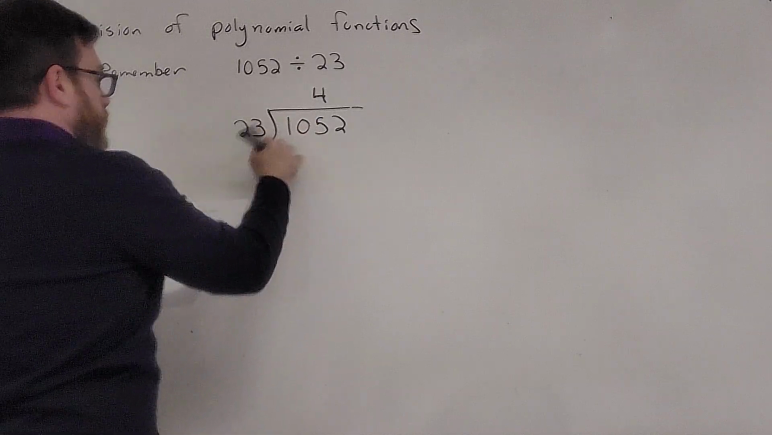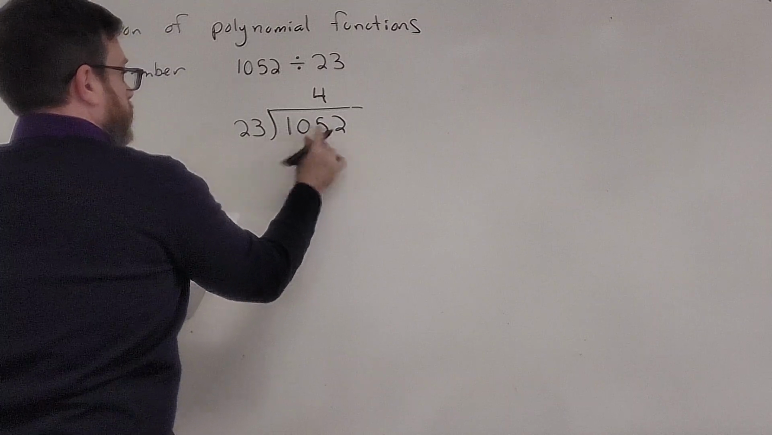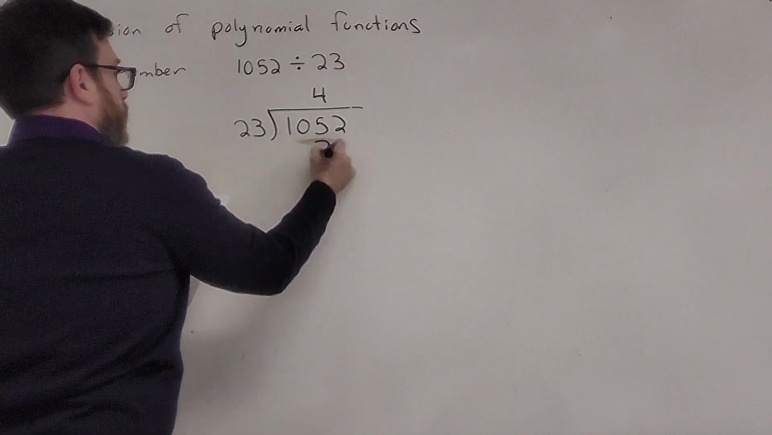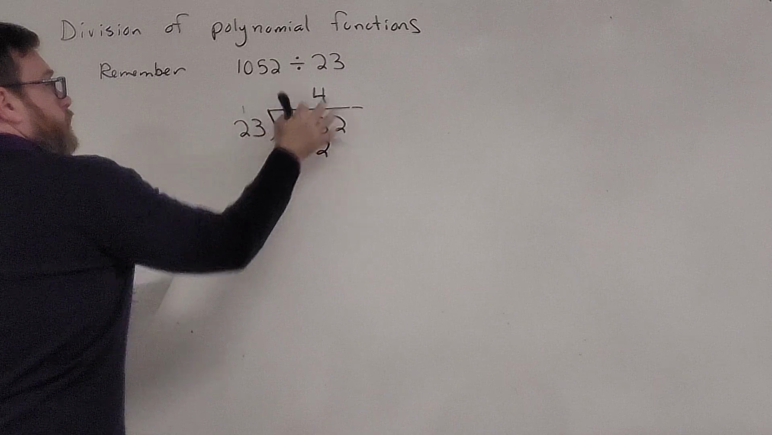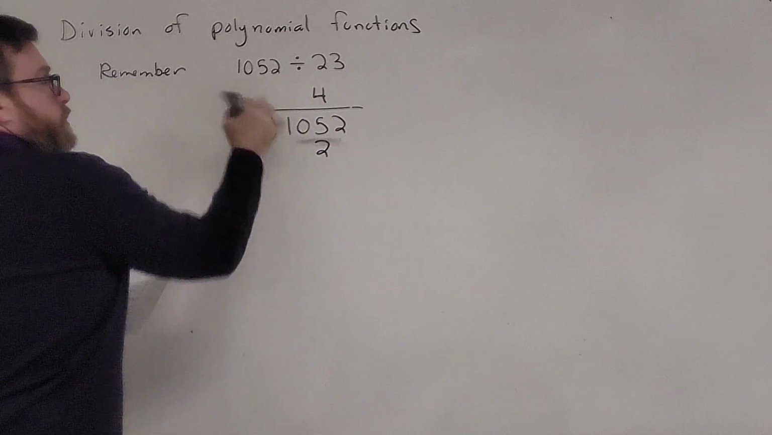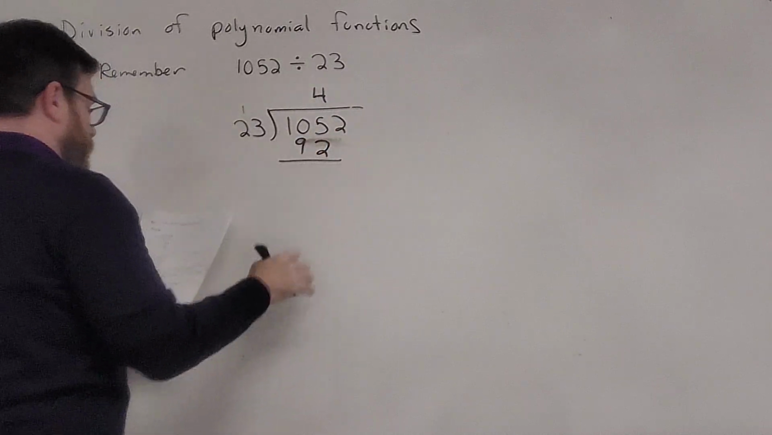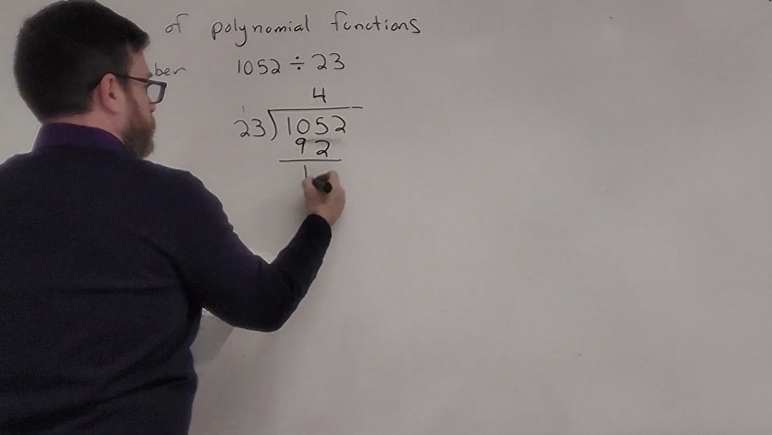So 4 times 23 is going to be, I have a 12. 4 times 3 is 12, with 1 left over. 4 times 2 is 8, plus 1 is 9. So subtracting 92 from 105, we get 13.